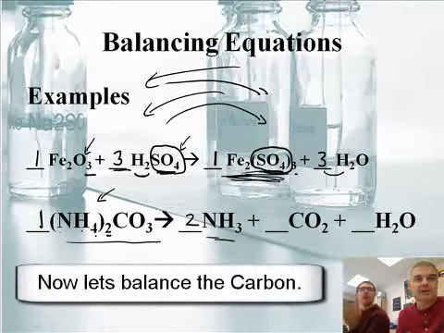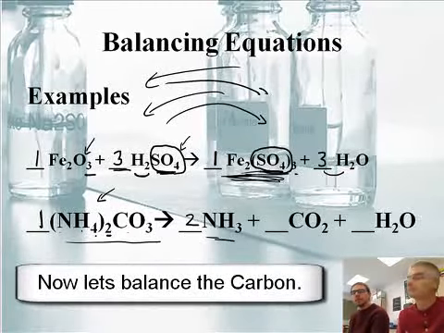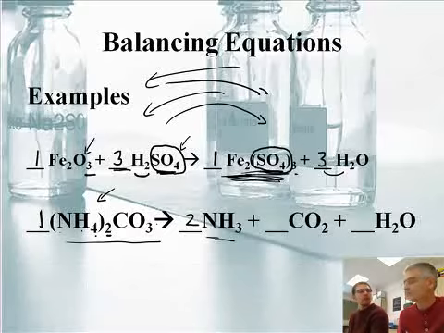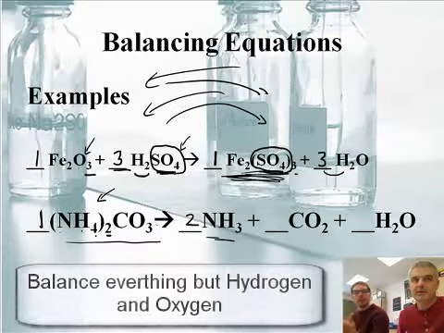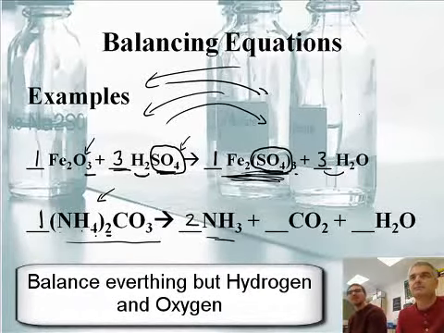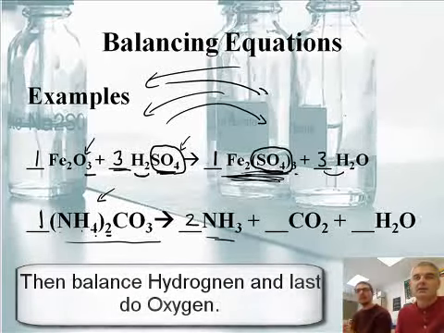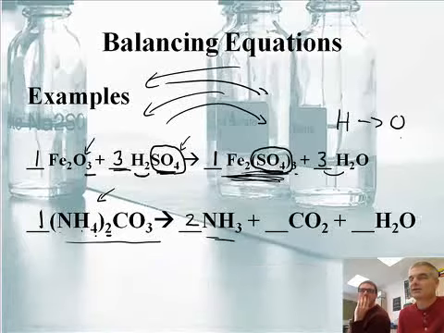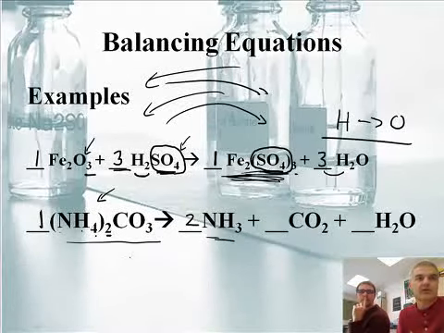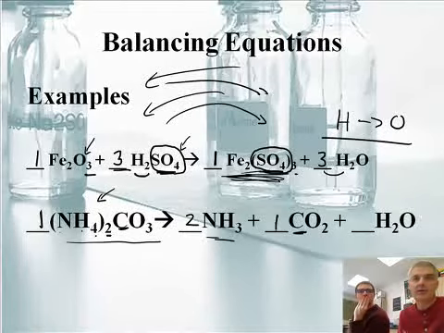Okay, let's do carbon next. Here's another trick that I do, guys. Start with the non-hydrogen, non-oxygen elements. Balance those first, then balance hydrogen, and then balance oxygen. Sometimes you'll do oxygen and then hydrogen, but usually I like to do oxygen last. Hydrogen and oxygen are your last things to balance. So carbon: I've got 1 carbon and 1 carbon. I'm going to put that as 1.